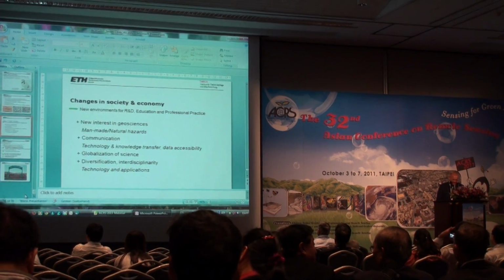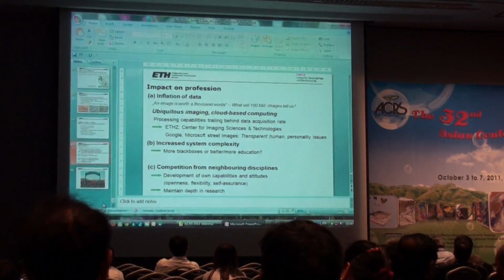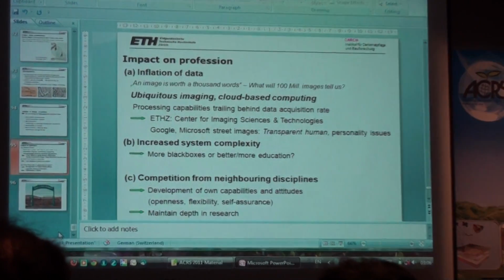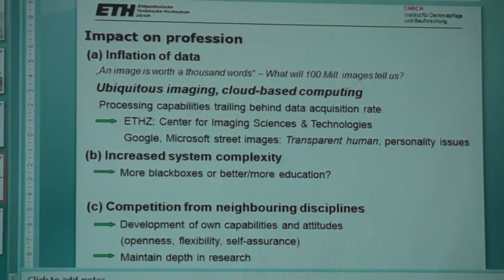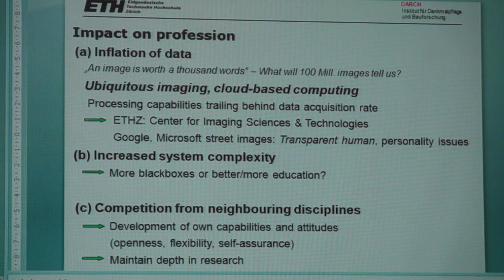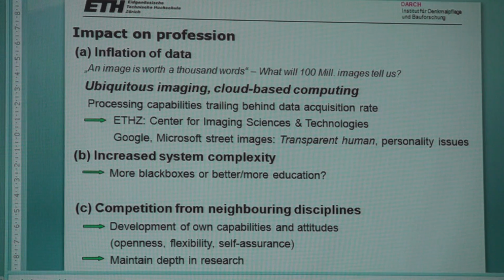diversification, interdisciplinarity. And this has an impact on our profession. Now I talk about geomatics, of course. First of all, the inflation of data. How can we handle the inflation of data we are concerned with? The images alone. People say an image is worth 1,000 words. What will 1 million images tell us then? There's a term, ubiquitous imaging, cloud-based computing and so forth. This is something we have to address.